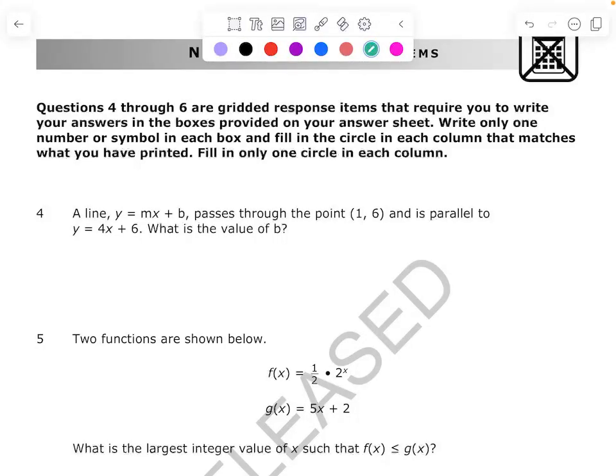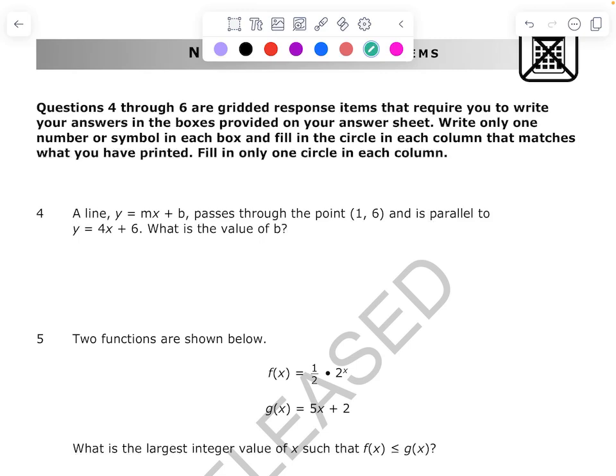Today we are going to look at the North Carolina Math 1 released questions 4, 5, and 6. The directions tell us that these would be gridded response items, and they require you to write your answers in the boxes provided on your answer sheet. If you're taking the online version of the test, you will either have to enter the answer into a box or drag and drop the answers.